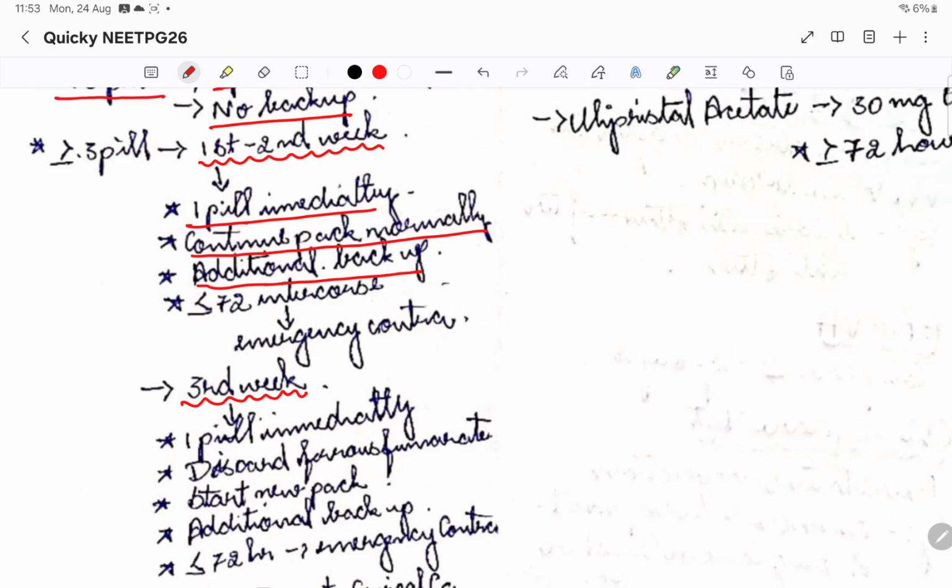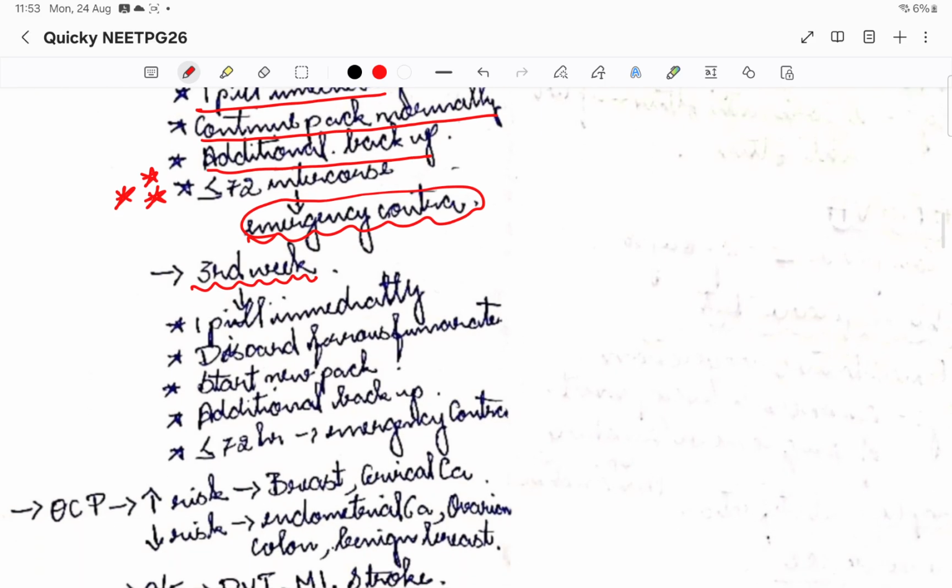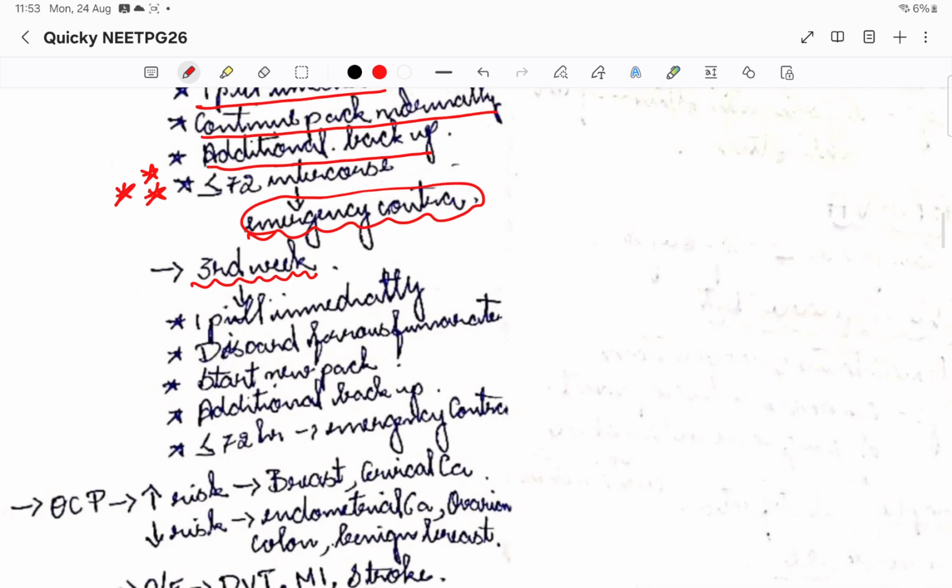And one more important thing: if there was intercourse in the last 72 hours, then emergency contraceptive is required. Please remember this with respect to less than 3 pills and more than 3 pills. Then, if she missed the pills in the third week, it is the same, 1 pill immediately.